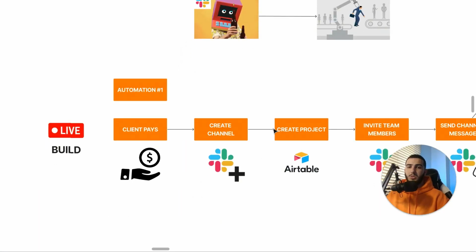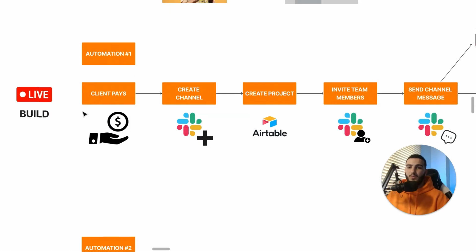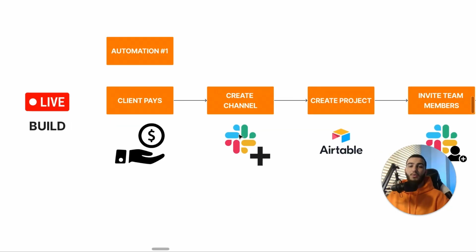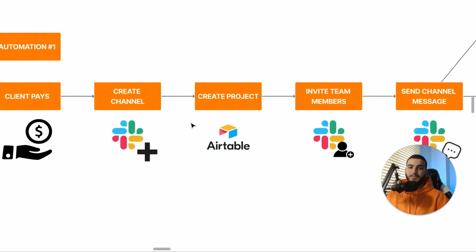So the first automation we'll be using is very, very simple. Whenever a client pays, that's going to be the trigger for this automation, which is basically the start of any automation. We're going to go ahead and then create a channel for them within our Slack. We're going to create a project for them in our Airtable database.